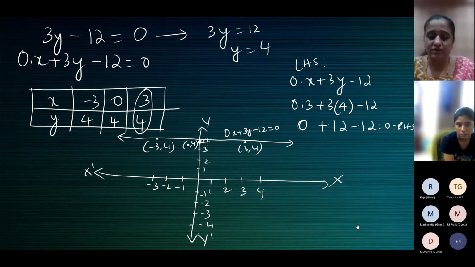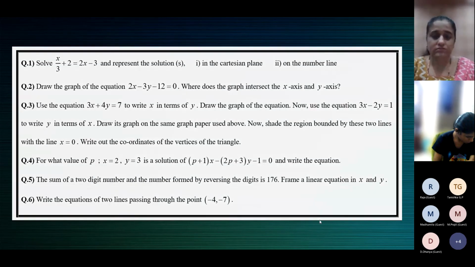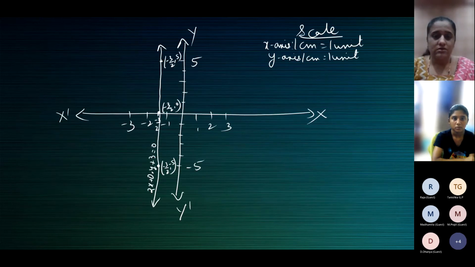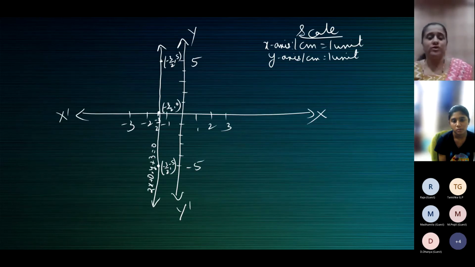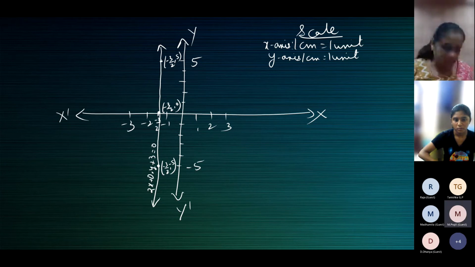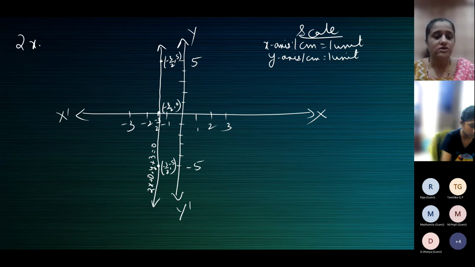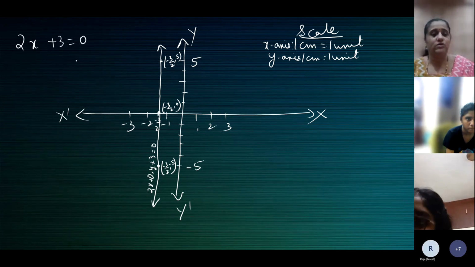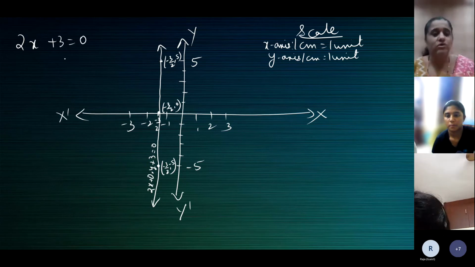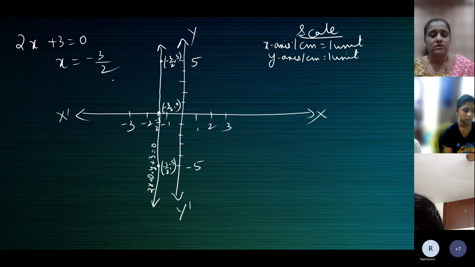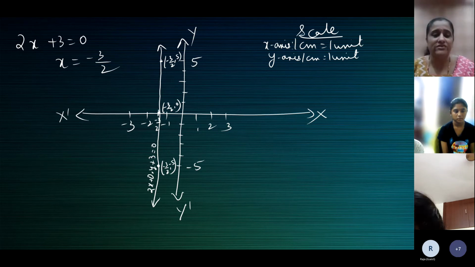Okay, children. So what did we notice in the last graph? Yeah, the previous graph, what do you see? What was the equation for this one? 2x plus 3 is equal to 0. And the solution is x is equal to minus 3 by 2. How do you see the graph when it is x is equal to minus 3 by 2? It's parallel to the y-axis.